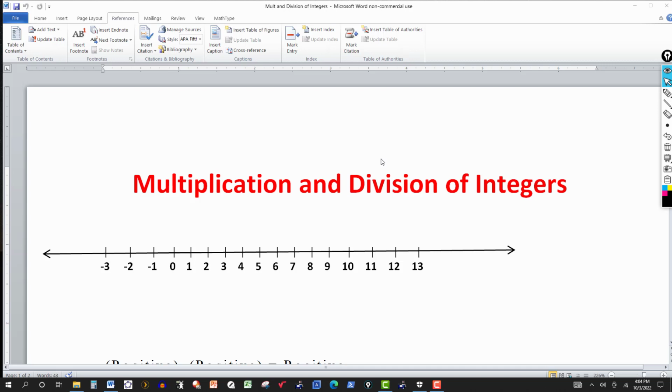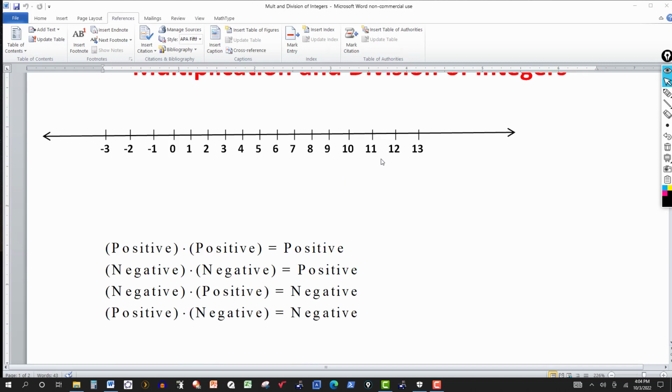So the rules for multiplication or division of integers are probably easier than the ones for addition and subtraction. So here are the rules. Positive times a positive. So here we're talking about numbers. Now, the focus for this video is integers, but this works for any number. It could be decimals, it could be fractions. Anytime you multiply two numbers that are positive, the answer is going to come out positive. 5 times 10 is 50, both positive.